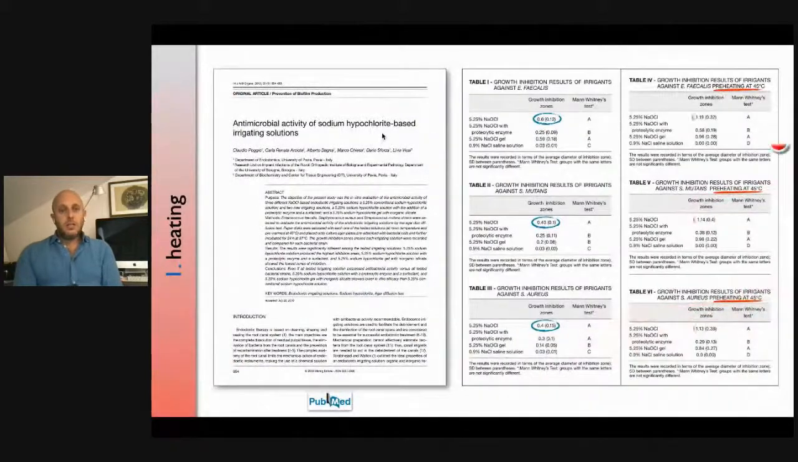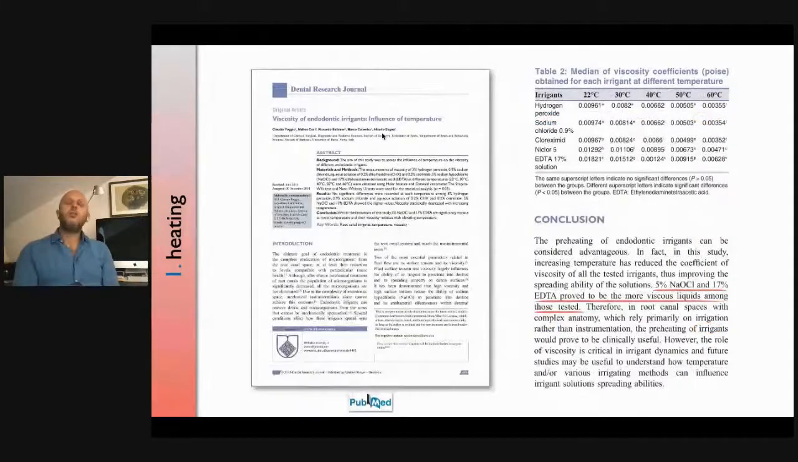But not only this. In this research we did some years ago in University of Pavia, in our department, we tested different irrigating solutions, and we found that the irrigation and the heating of sodium hypochlorite at 45 degrees really increase its antimicrobial, antibacterial activity. So if we heat the sodium hypochlorite, we can dissolve the pulp in a better way, but we can also increase its antibacterial activity.